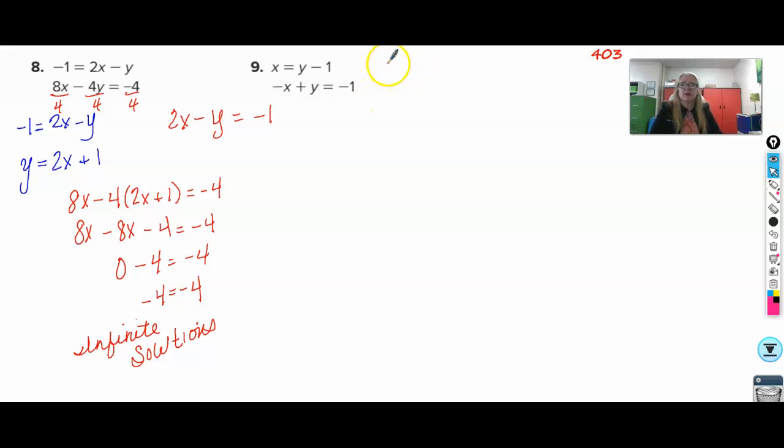Let's do number 9. It's so easy, it's hard, okay? We have x's solved for. We know x is equal to y minus 1. So I'm going to put y minus 1 here, but notice this has a negative sign. So we're going to have to be very careful about distributing that negative. Plus y equals negative 1. Okay, so I took this x out and I put y minus 1 in its place. And then the rest of the equation is here, the plus y equals negative 1.